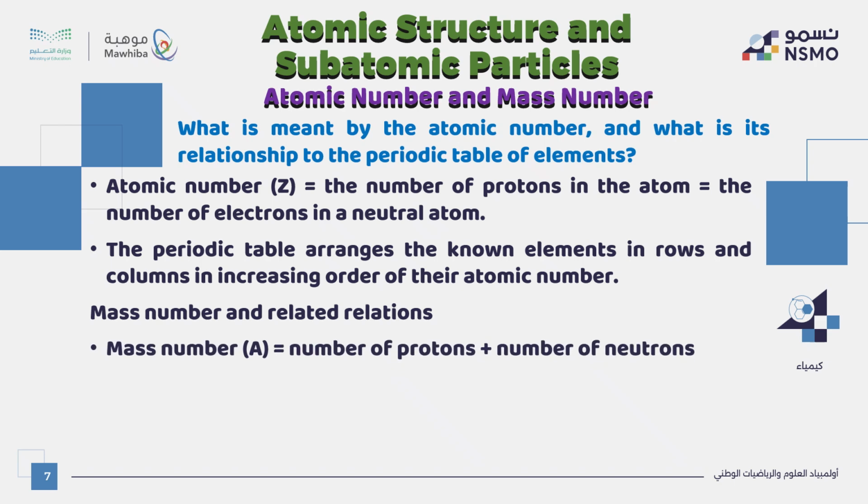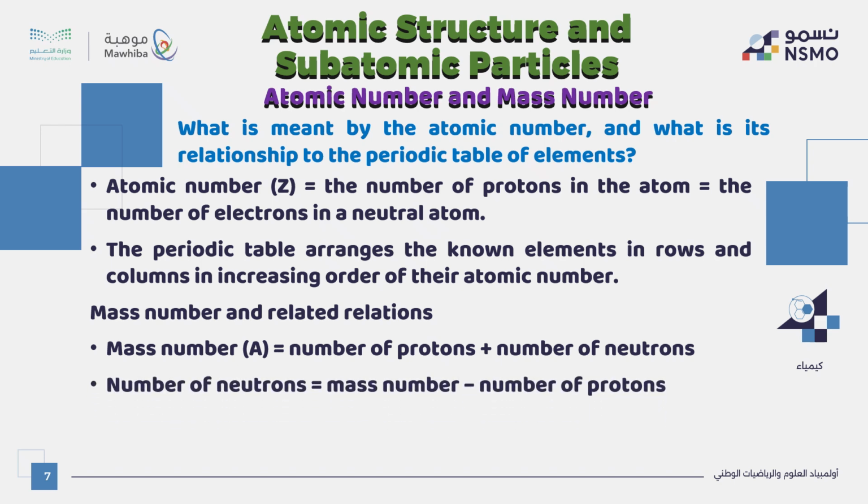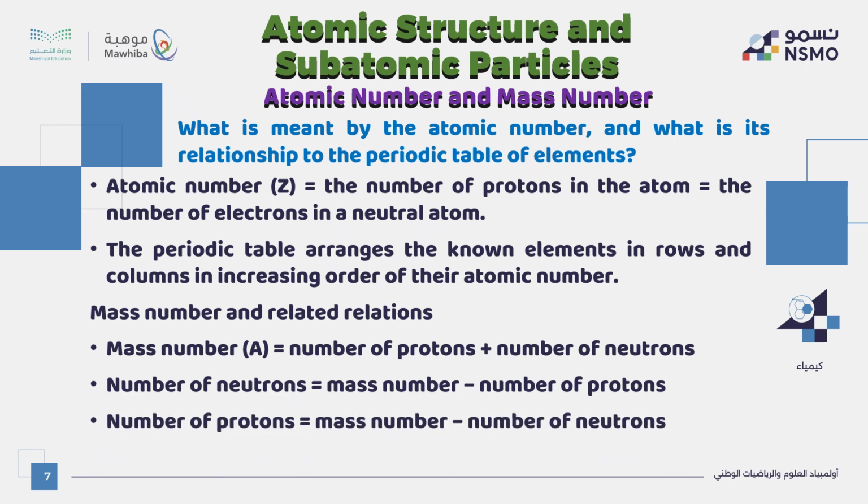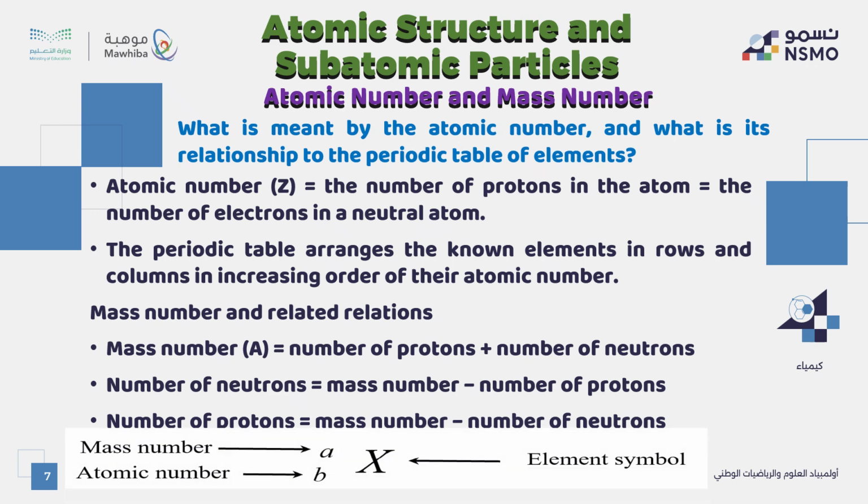Now let's move to the mass number. The mass number, symbol A, is defined as the total number of protons and neutrons in the nucleus of an atom. So we can write the mass number A equals the number of protons plus the number of neutrons. Number of neutrons equals mass number minus number of protons. Number of protons equals mass number minus number of neutrons. This relationship allows us to calculate the number of subatomic particles in an atom.